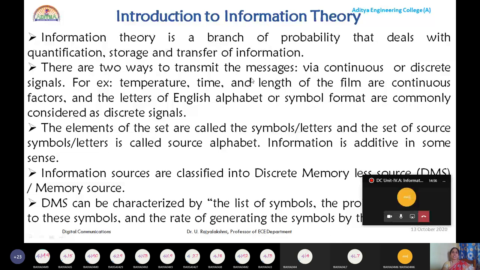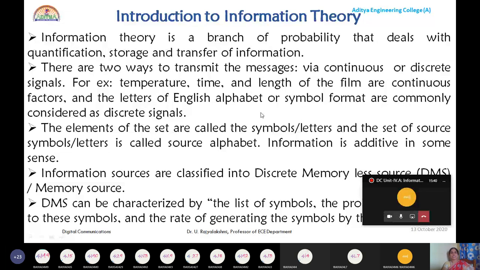And we are transmitting the data, so that may be a continuous or discrete component. Some examples of continuous signals are temperature, time, and length of the film. Previously we said that if you want to take a continuous example, we consider a sinusoidal signal, because its amplitude continuously differs with respect to time. It is not a fixed value for a particular time interval. It's not discrete, it's a continuous variable. That's why time and temperature are all continuous factors.